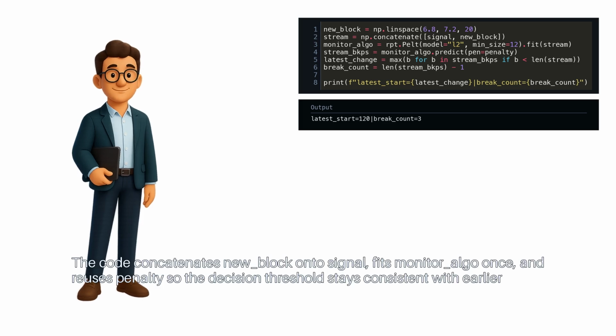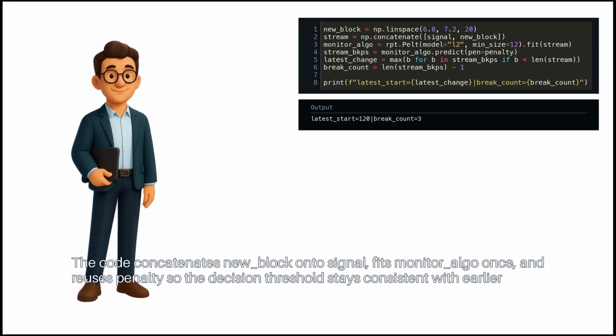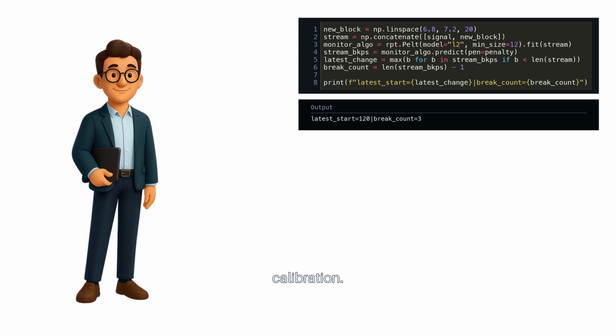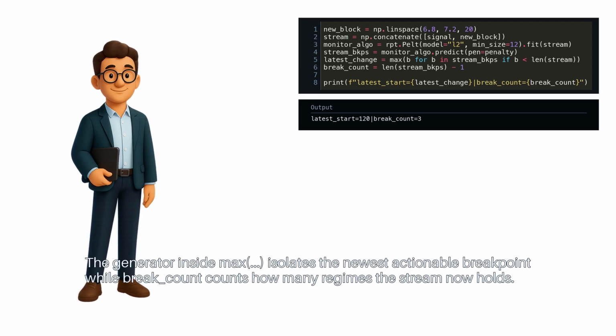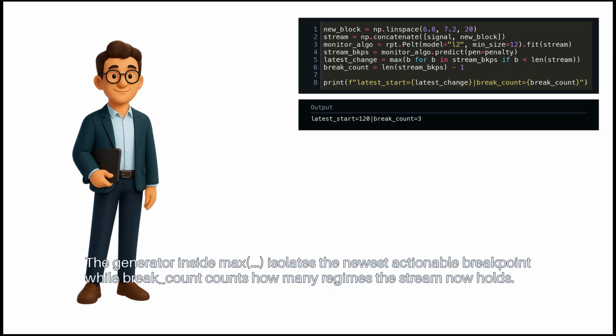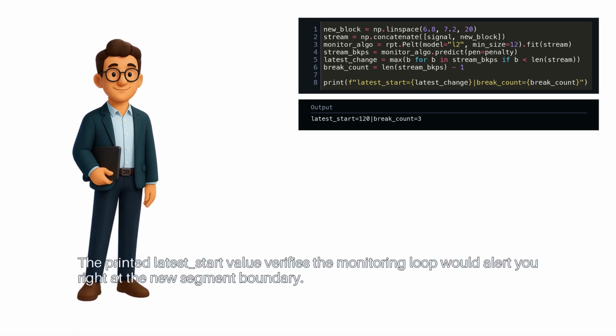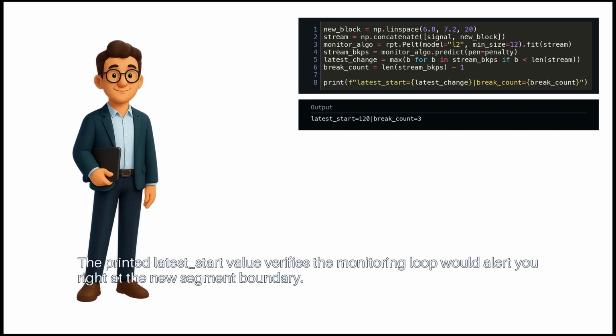The code concatenates new block onto signal, fits monitor algo once, and reuses penalty, so the decision threshold stays consistent with earlier calibration. The generator inside max isolates the newest actionable breakpoint, while break count counts how many regimes the stream now holds. The printed latest start value verifies the monitoring loop would alert you right at the new segment boundary.